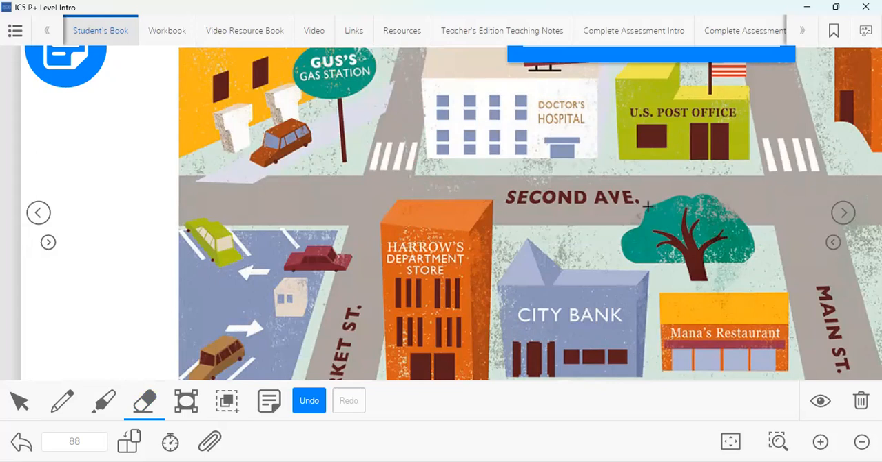It means that something is on both sides. So Gus's gas station is on the corner of Market Street and 2nd Avenue. Correct. Or we can say the other option, Mr. Rivera.